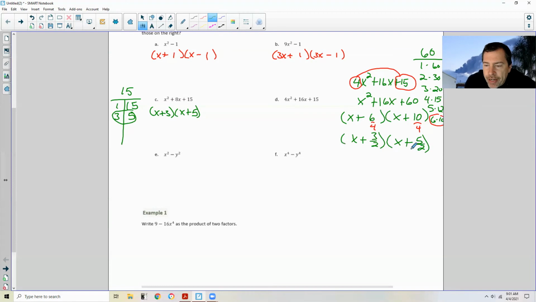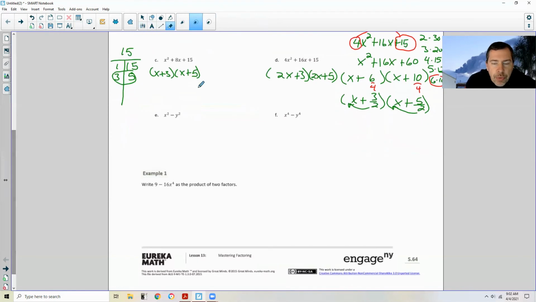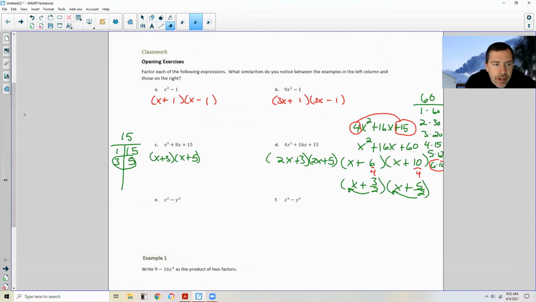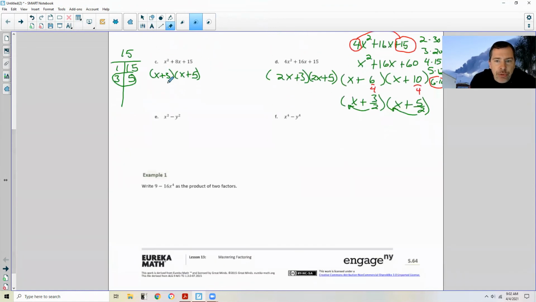We can't have a fraction over here, so we move the denominator over and put it in front of the x. And so finally, this is going to equal 2x plus 3 times 2x plus 5. Okay? So there's that one. Now notice what happened there. It said to compare the left column with the right. We'll get back to that after I do E.